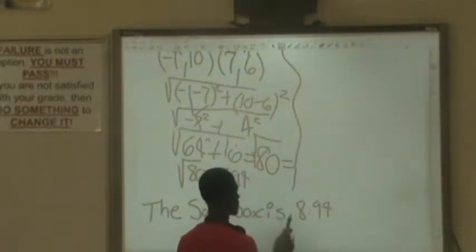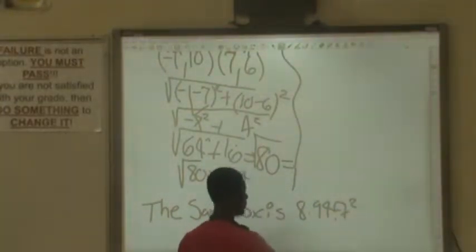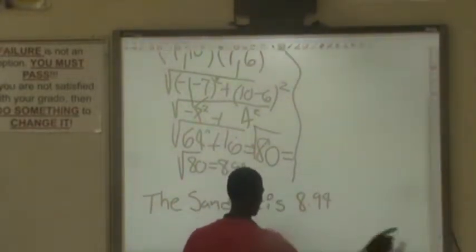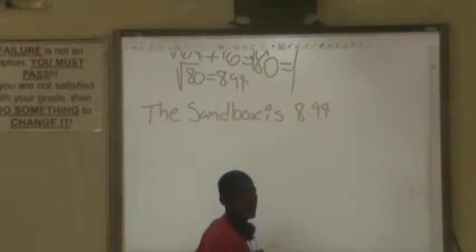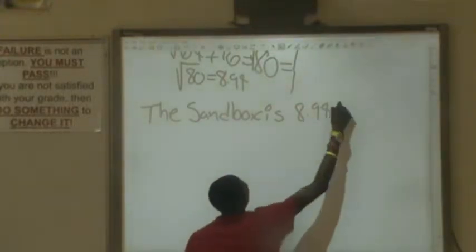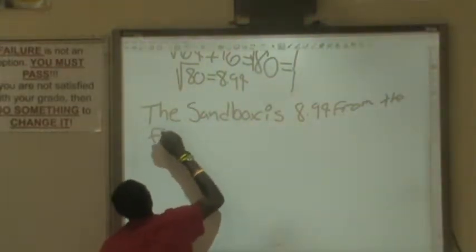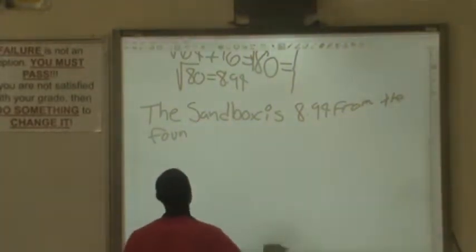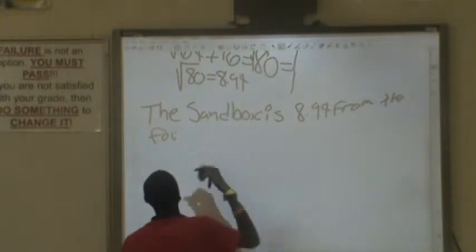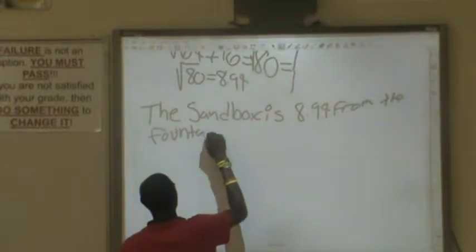And then there, they would have feet, inches, miles, whatever units they have. Now, they don't have any units in that particular example, but whatever they have, you would put it there. So 8.94 miles, feet, whatever unit that is, from the fountain, correct. Help your classmates out. Fountain, F-O-U-N-T-A-I-N. Very good.